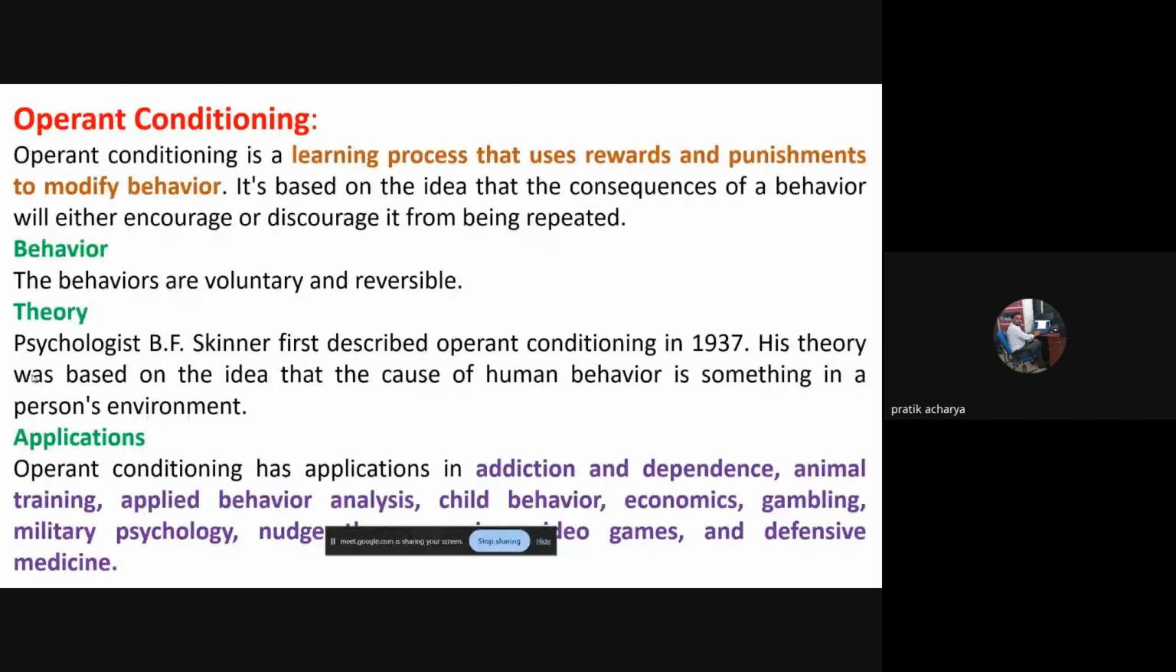Every organism is fond of certain things, and they develop fear for certain things. So we give certain rewards, or we give certain punishments to the organism. That is the action plan for training an organism. This operant conditioning is very essential for training of an organism.